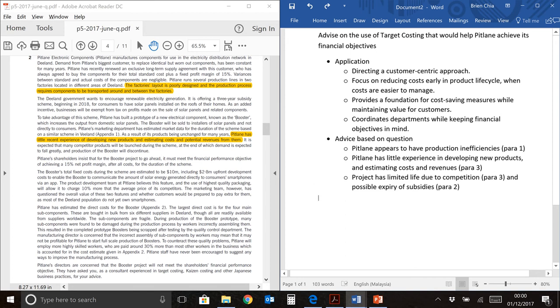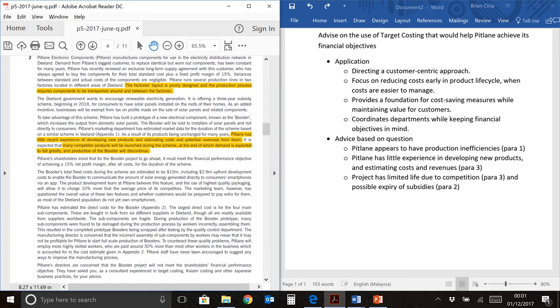The project which Pit Lane is embarking on, which is this Booster project, appears to have a limited life cycle. This is due to, first of all, competition. This is stated over here. There are many competitor products which will be launched during the scheme. And because of this, demand is expected to fall greatly and production will discontinue. So within this limited lifespan, we need to pay very careful attention to the prices, which are going to deteriorate, as we've already calculated from part A. They're going to deteriorate and somehow we need to hit our 15% net profit margin even with these deteriorating prices.